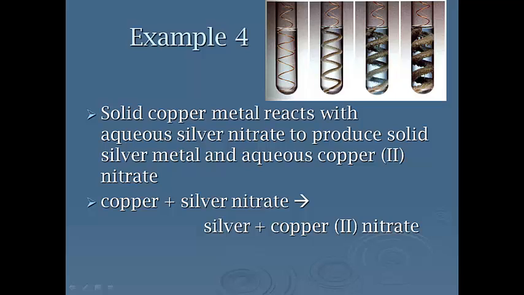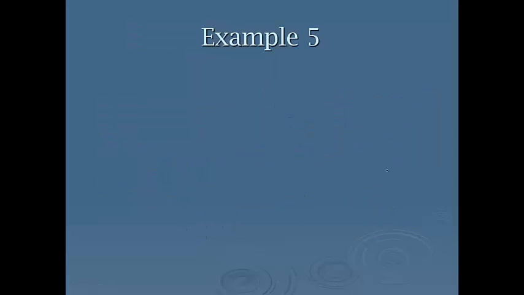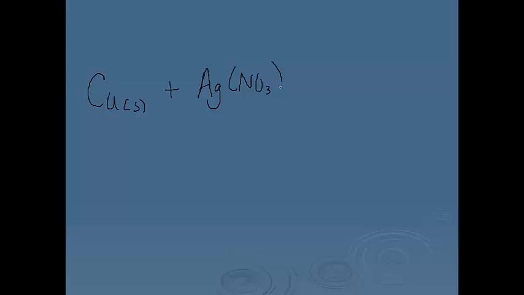We've got copper and silver nitrate, and we're going to get solid copper metal reacts with aqueous silver nitrate to produce solid silver metal and aqueous copper 2 nitrate. Again, we've organized it into reactants and products. Let's go ahead and write our reaction. All right, we're going to have copper metal, copper solid, react that with silver nitrate, which is AgNO3, and this is going to be aqueous.